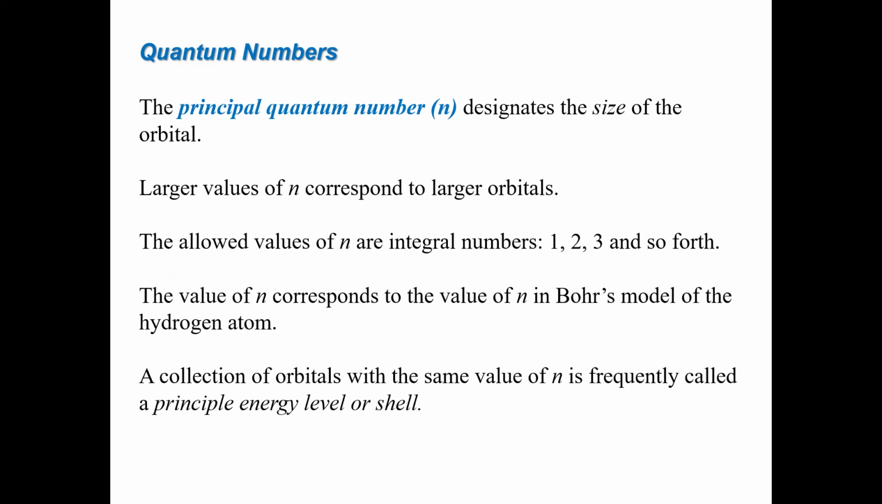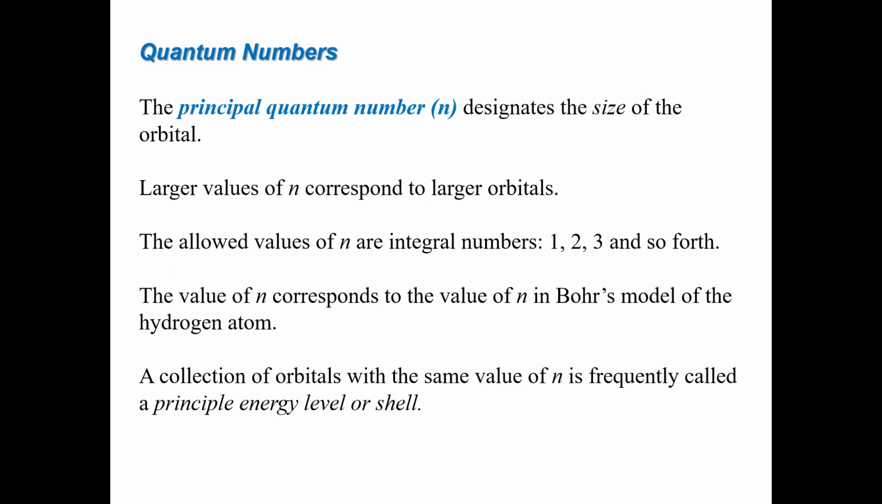So the value of n corresponds to the value of n in Bohr's model of the hydrogen atom. It means that n is the same thing as the n in Bohr's model of an atom. A collection of orbitals with the same value of n is called a principal energy level or shell. So remember, I told you n is like a shell, and if you have an orbital configuration where you have 1s2, 2s2, the numbers attached to those orbitals are called the energy level. So we also call it the principal energy level. It can be principal energy level or it can be shell.